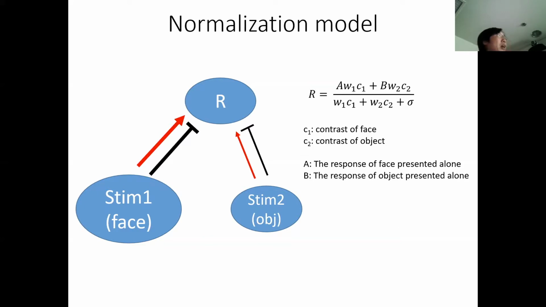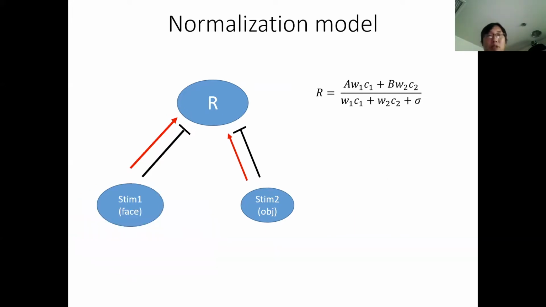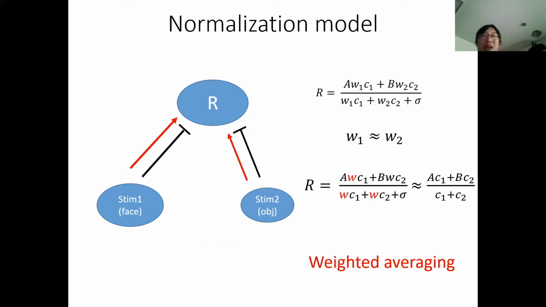Now we are adding one more parameter here, W, the strength of input from the neighbor neurons. Such a weight can be understood as the sum of the responses of neighbor neurons. So when the weight of the face input is much larger than the weight of the object input, the response will be more like when the face is presented alone. That's what we call the winner-take-all model. When the weight of the face input is similar to the weight of the object input, the response will be more like the weighted averaging model.